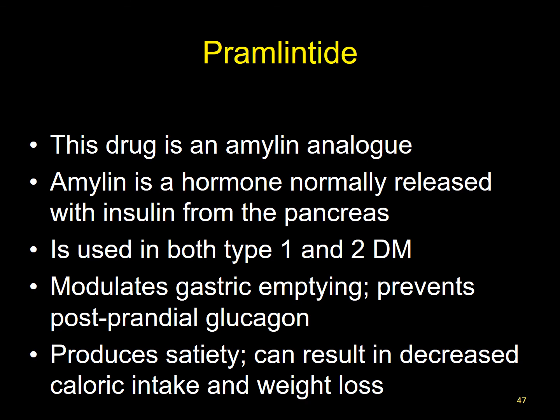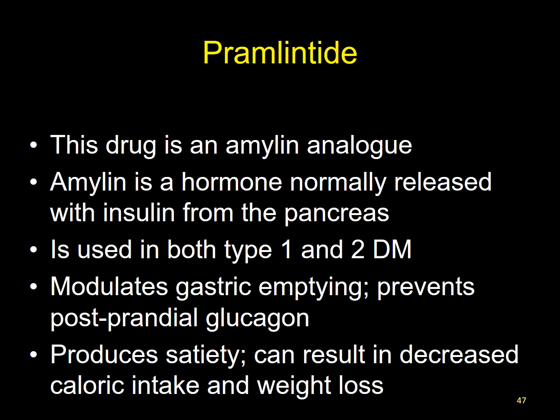I don't know if you'll ever see this or not. This is another one that was kind of a flash in the pan. So amylin is another hormone in the glucose homeostasis cascade. And you can see the bullet point here says amylin is a hormone normally released with insulin from the pancreas. Amylin also modulates gastric emptying, prevents postprandial glucagon, and makes people feel very full. That's producing satiety. So it really is awesome for weight loss because you just don't want to eat as much.